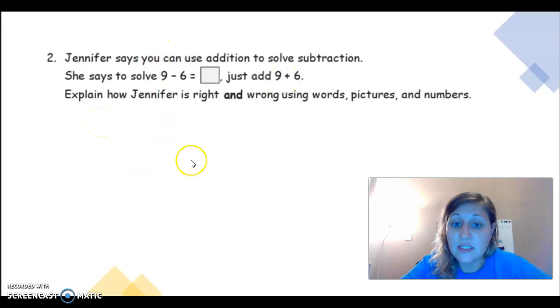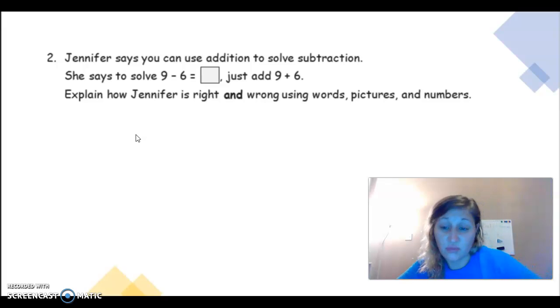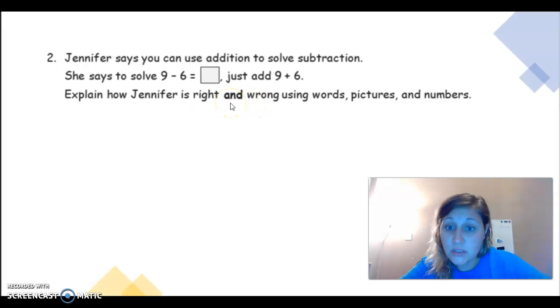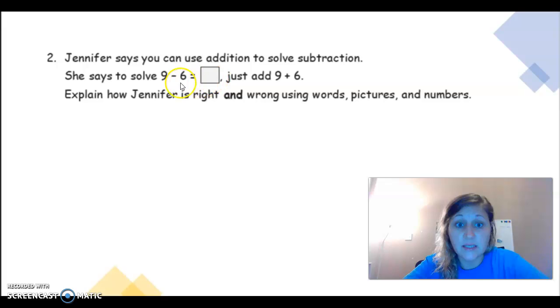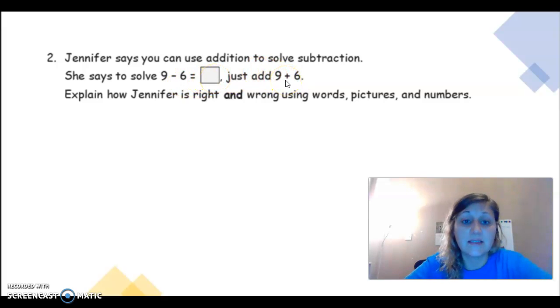I need you to explain if she is correct with pictures, words, or numbers. You can do math drawings, you can do number bonds, you can do number sentences. But show me, is she correct? Can you use 9 minus 6 equals how many? By putting 9 and 6 together.